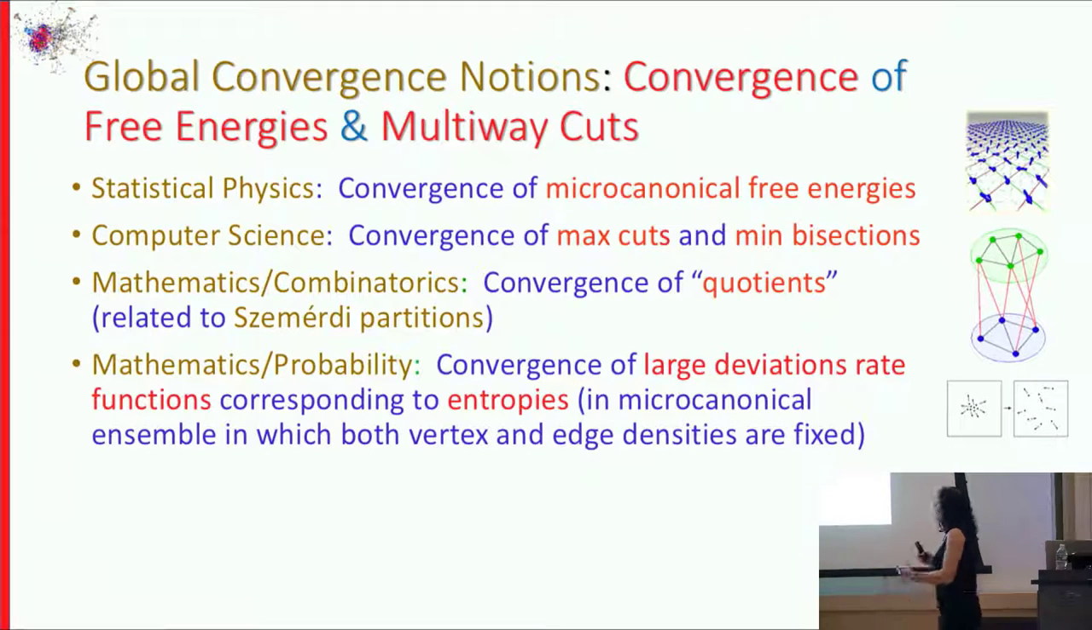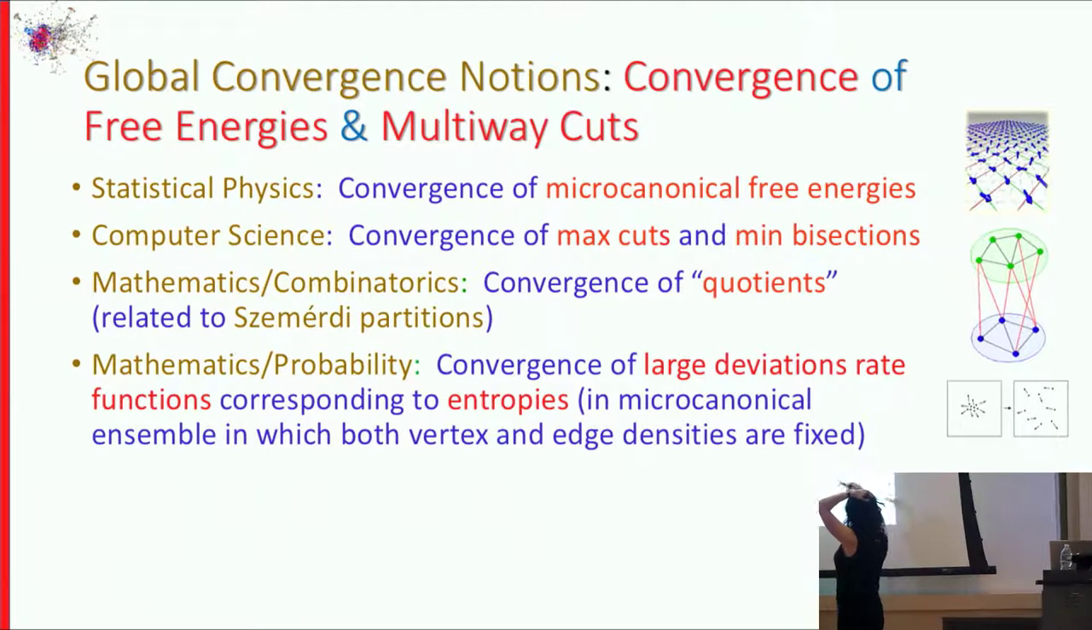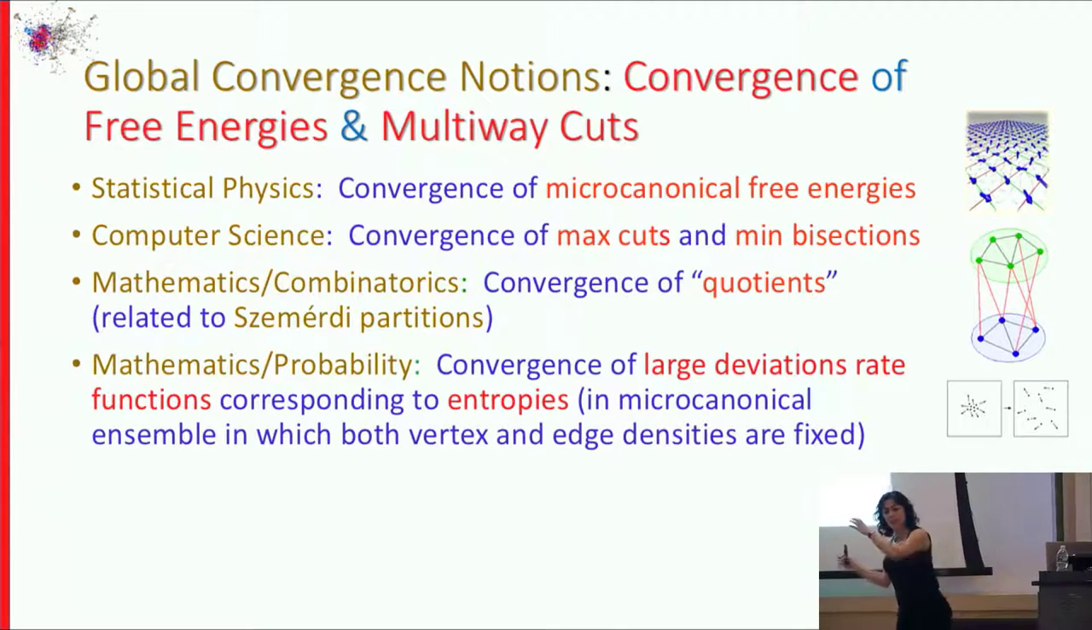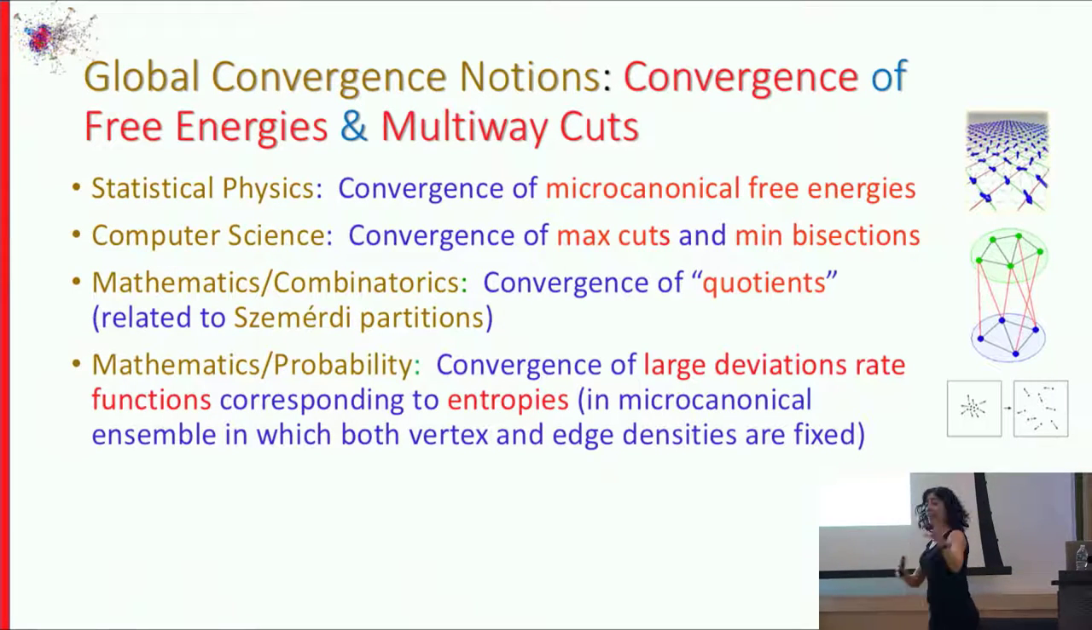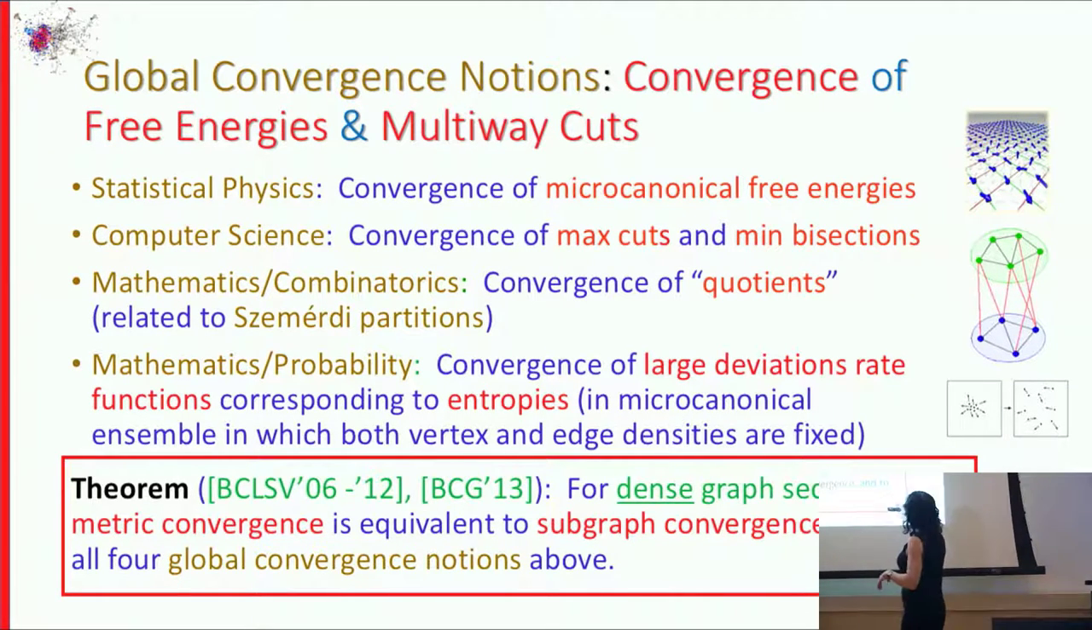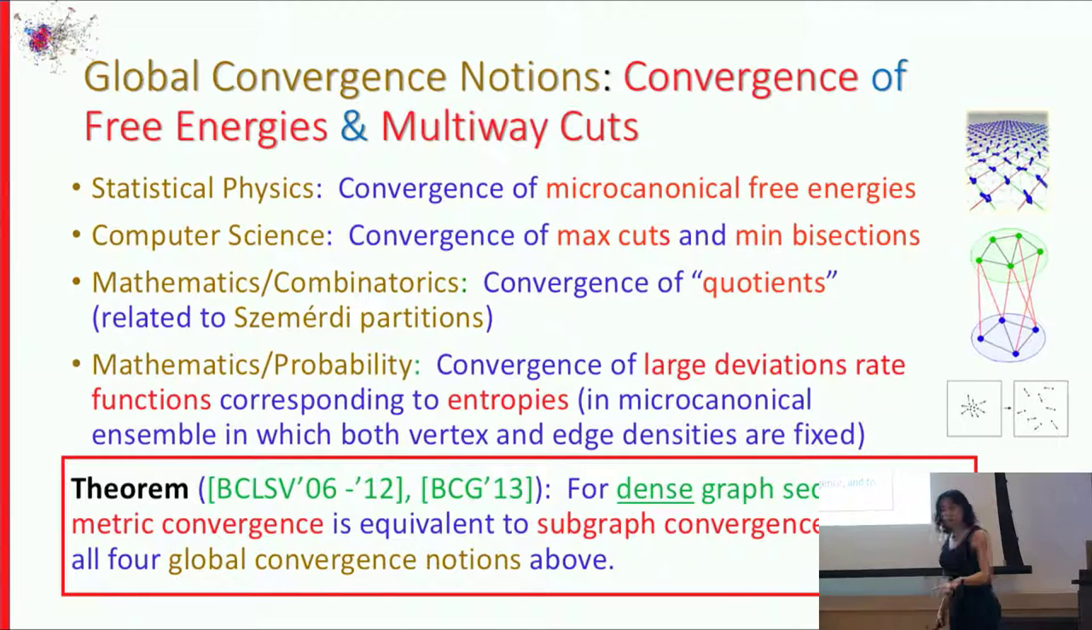But then there are so many other things. So now, kind of six years of thinking about different kinds of things. Statistical physics, I could put statistical physics models on and ask that the free energies converge. Computer science, I could say I want all max cuts and min bisections and multi-way cuts to converge. There's some notion of quotients, there's some notion of large deviation rates. For dense graph sequences, metric convergence is equivalent to subgraph convergence. I just told you that on the last page. But it's also equivalent to all these other global notions of convergence.